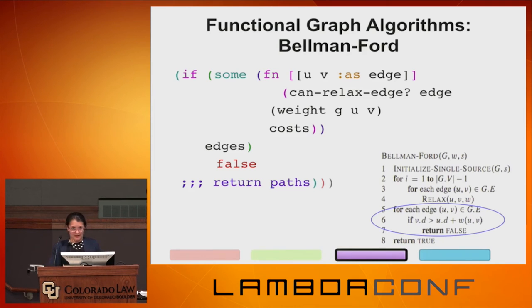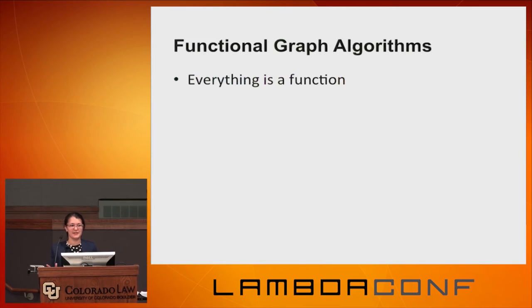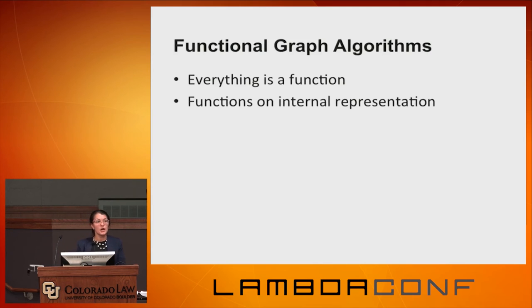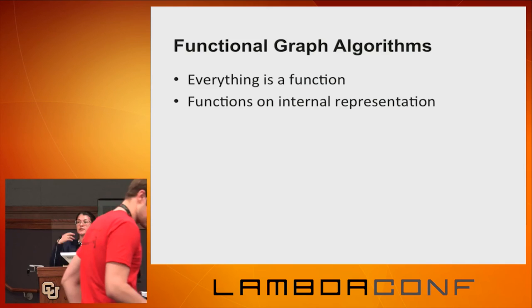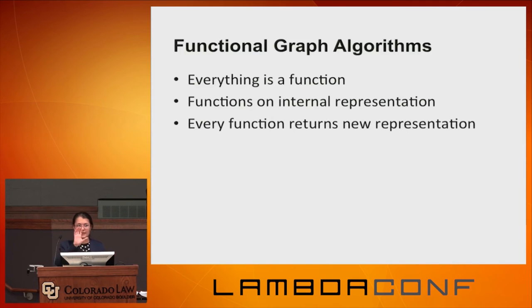So what we've seen so far when implementing graph algorithms functionally is that everything was a function. And functions operate on lots of different internal data structures, which themselves are just maps, lists, infinite sequences, and we operate on them back and forth. And every function returns to us a new representation. So the estimates that we computed initially, then we passed it to a function, and there were actually two data structures, cost and path. We updated them as we went, and we got a new copy of it.